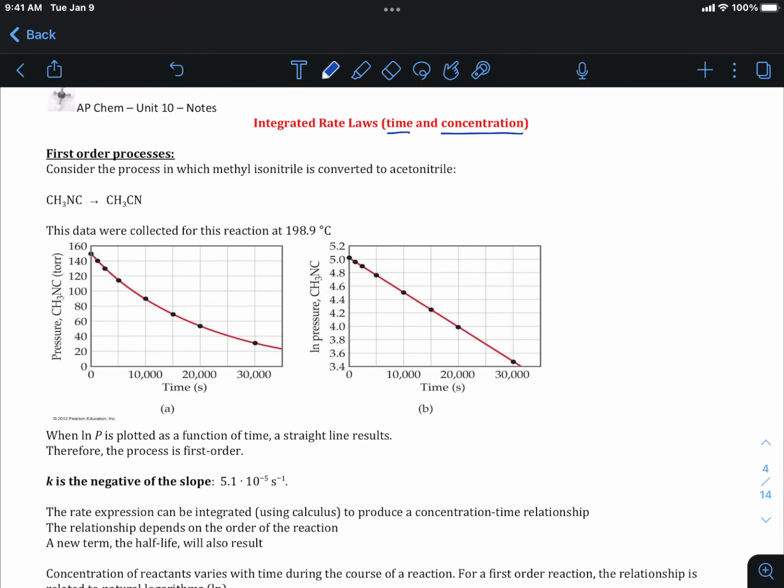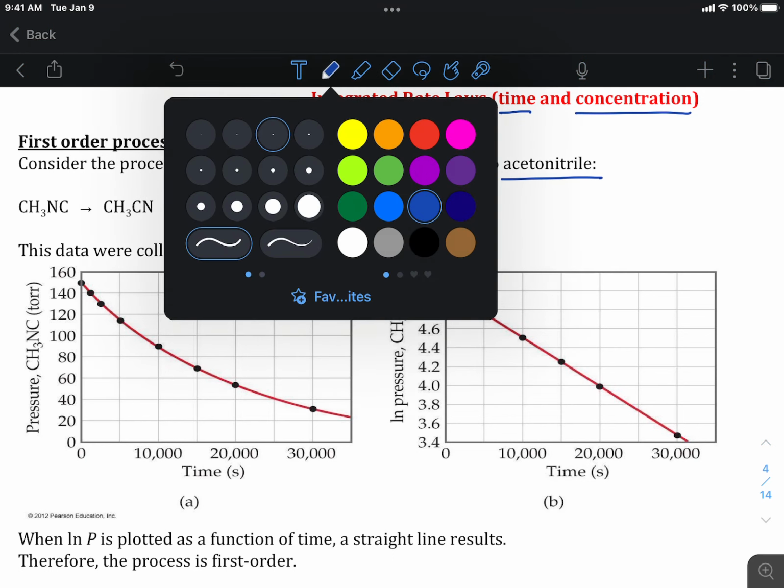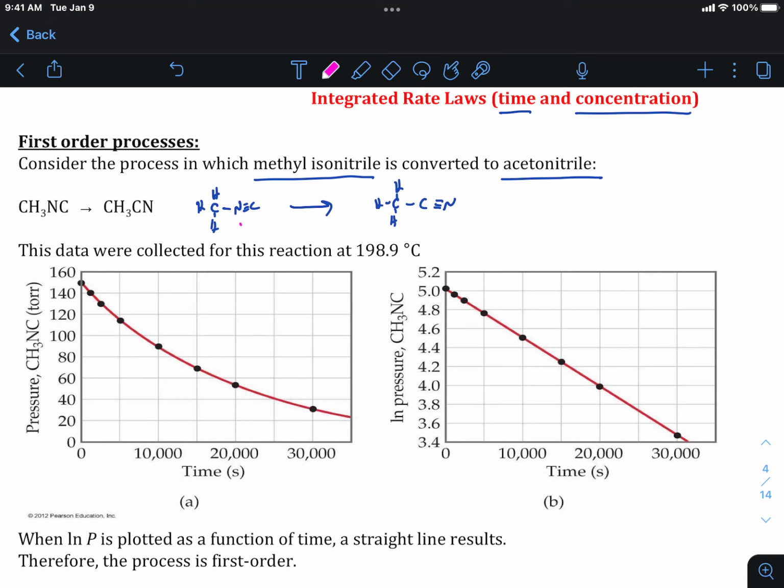So let's consider this reaction here. I've got methyl isonitrile is converted to acetonitrile. And so essentially what that means is we have this molecule with a methyl group that's bonded to nitrogen that ends up changing the atom that it is bonded to. Right? So in other words, we get a flipping of sorts.